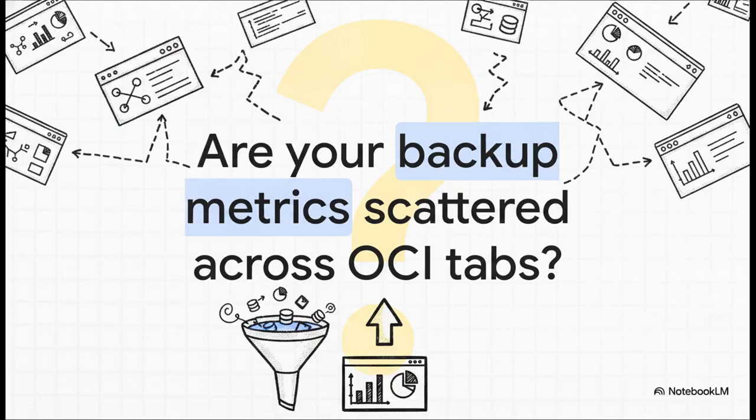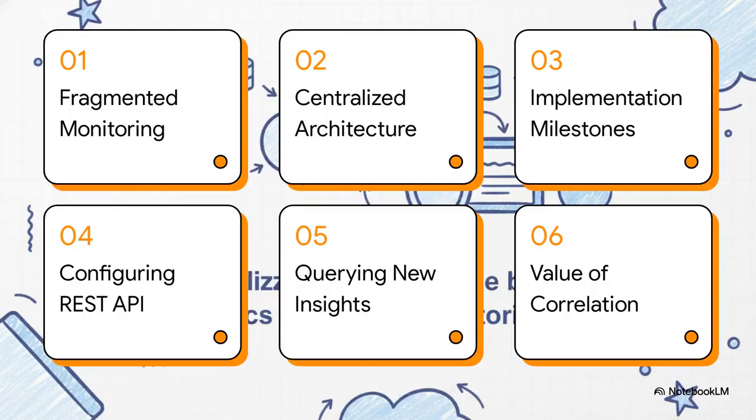Okay, let's dive into this. Here is our roadmap for today. 1. The fragmented monitoring problem. 2. A centralized architectural solution. 3. Key implementation milestones. 4. Configuring the REST API. 5. Querying your new insights. And finally, number 6. The value of correlation.